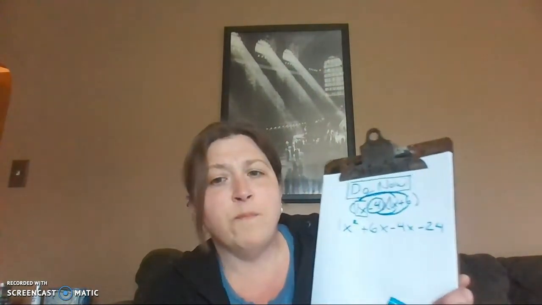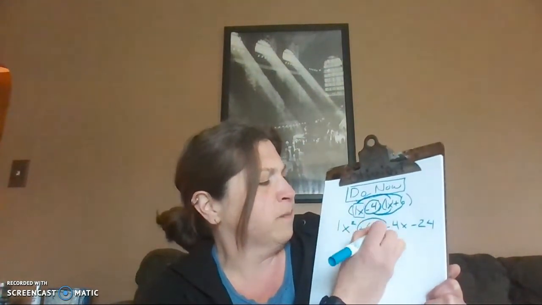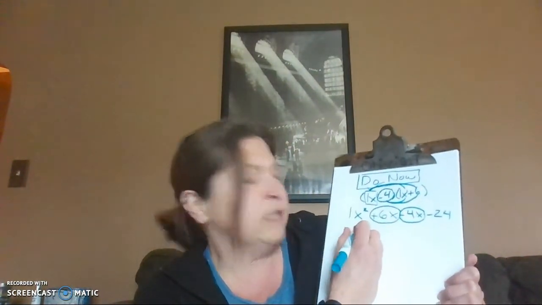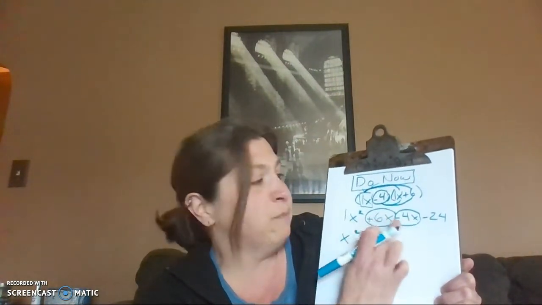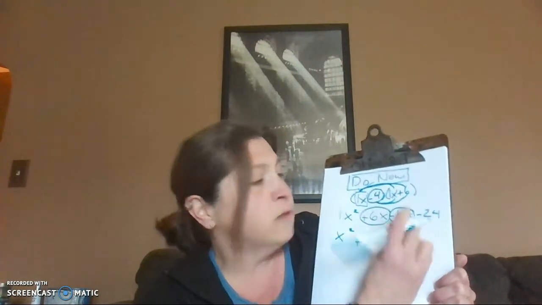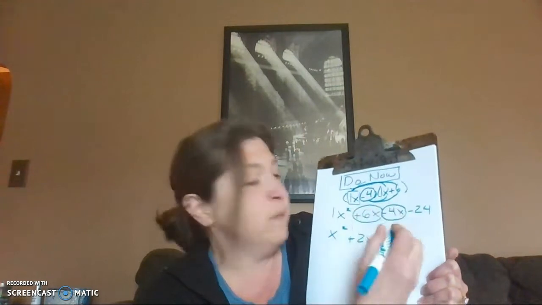All right, cool. Now remember, we're going to find our like terms. Well, I have like terms here and here. So 1x squared is just chilling. We don't need the 1. And then positive 6x minus 4x is positive 2x. Minus 24 is just chilling. All right, we multiplied these two binomials. We are done.